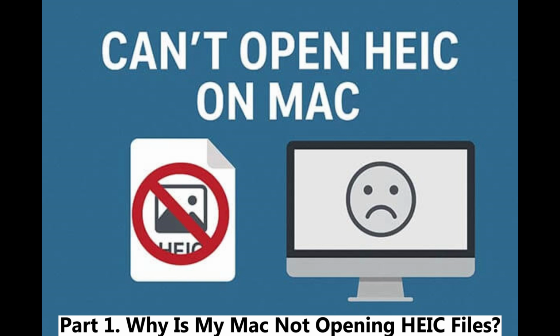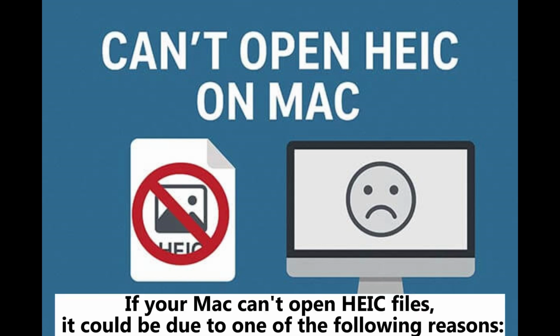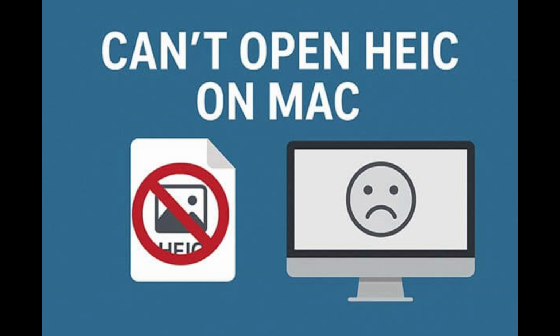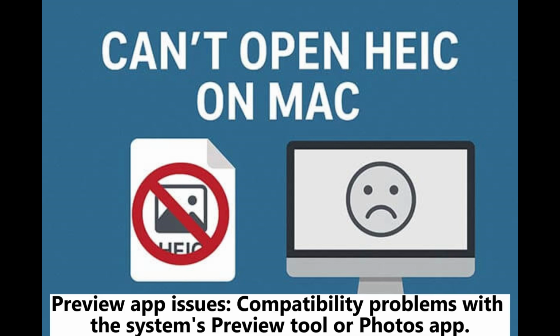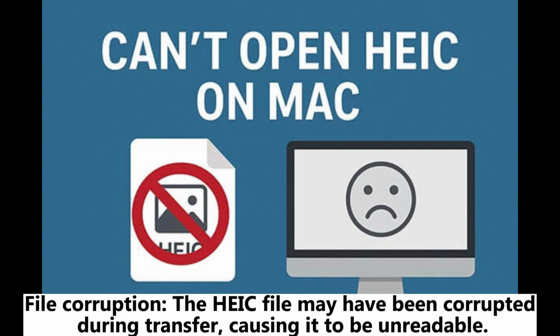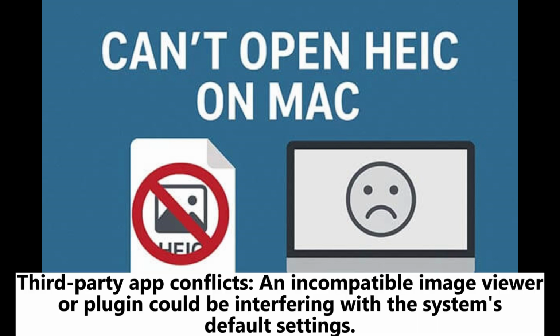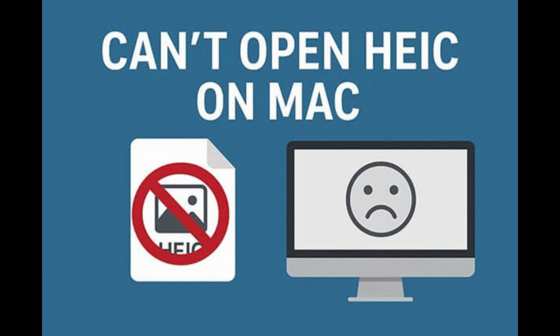Part 1. Why is my Mac not opening HEIC files? If your Mac can't open HEIC files, it could be due to one of the following reasons. Outdated system version. macOS Sierra or earlier versions do not natively support HEIC. Preview app issues. Compatibility problems with the system's preview tool or Photos app. File corruption. The HEIC file may have been corrupted during transfer, causing it to be unreadable. Third-party app conflicts. An incompatible image viewer or plugin could be interfering with the system's default settings.